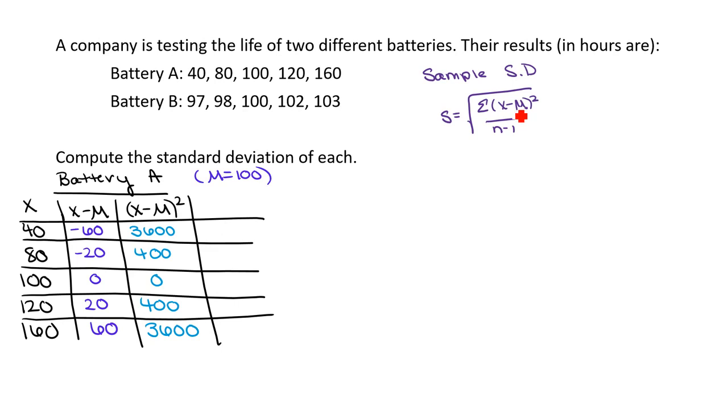All right, so we did the subtraction, the squares. The next step is the sum. So then we have to add up all those squares. 3,600 plus 400 plus 0 plus 400 plus 3,600. I got 8,000 when I added them up.